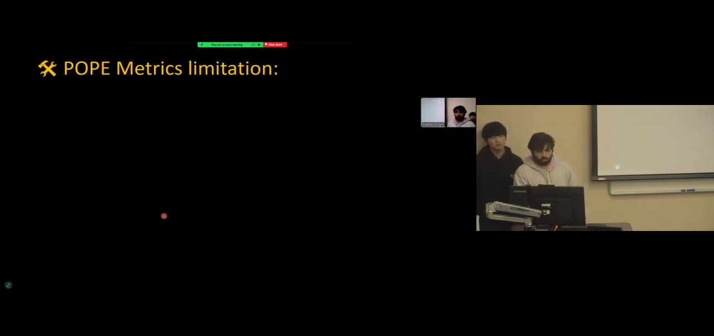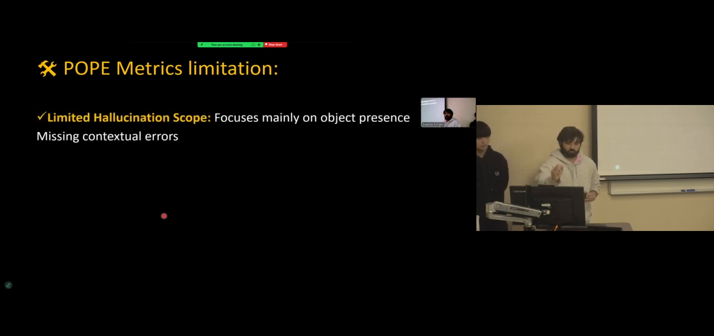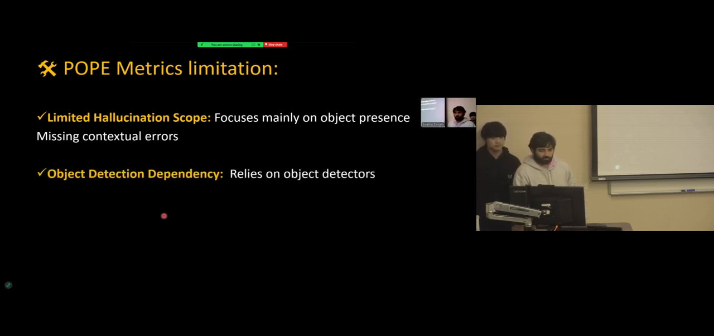Now let's talk about the POPE metric, as we have already discussed in the previous paper discussion, and how it compares with the CHAIR metric. The problem with POPE is that it has limited hallucination scope, because it only counts objects that are hallucinated, and so it does not understand what contextual errors a passage might contain. Also, it depends on the object detection, right?